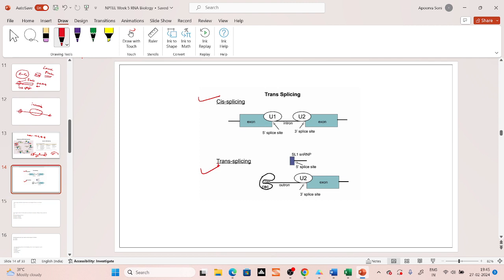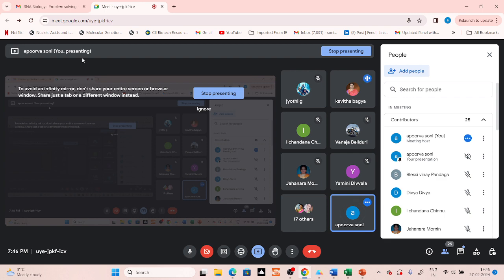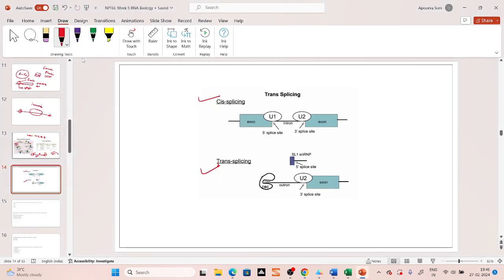Splicing takes place here. That is fine. But what difference can you give regarding intron and outron? What is the difference between intron and outron, as you can see from this image? One is near and another one is far.